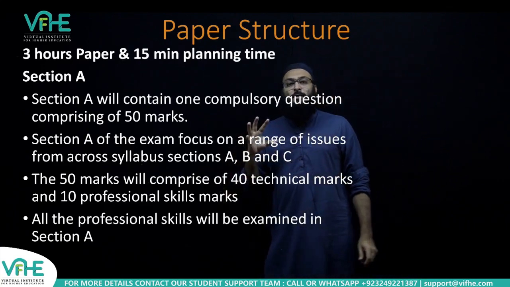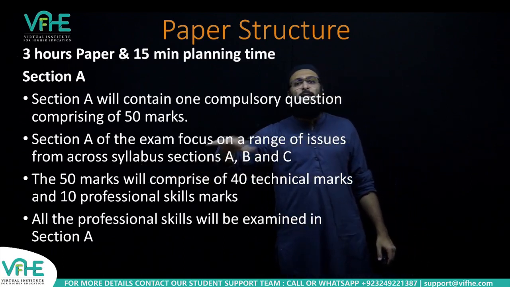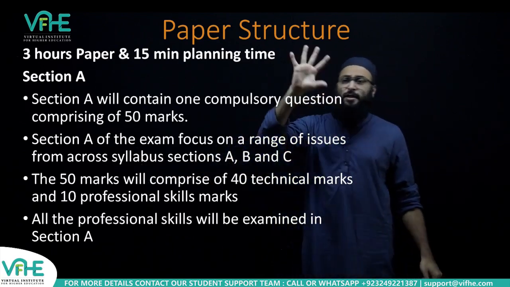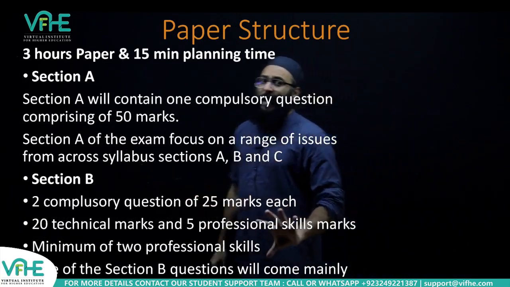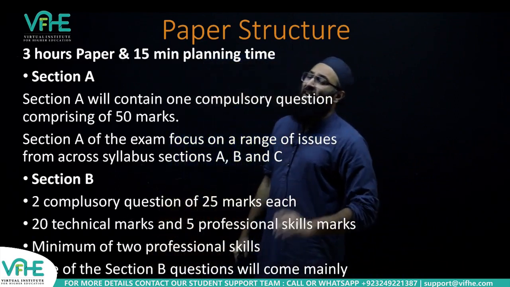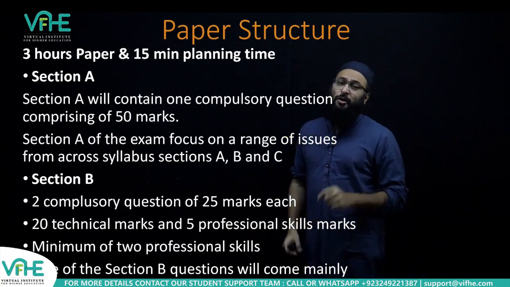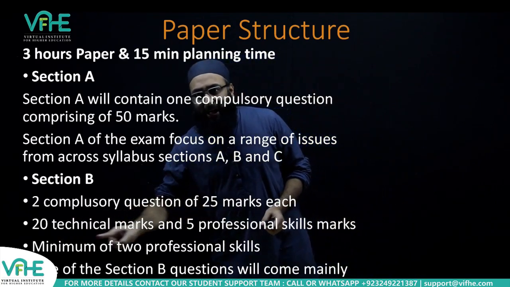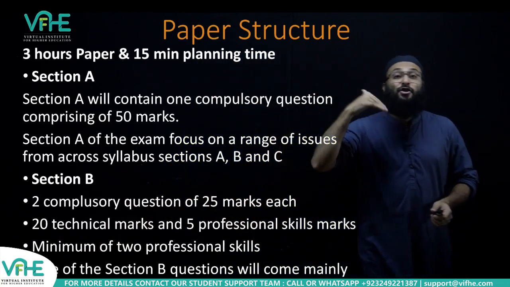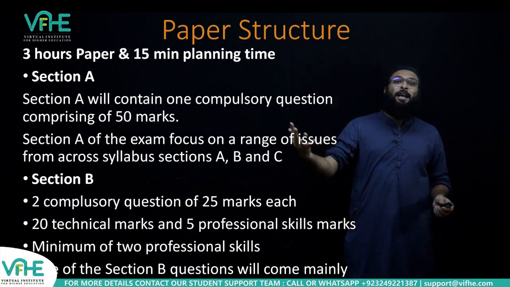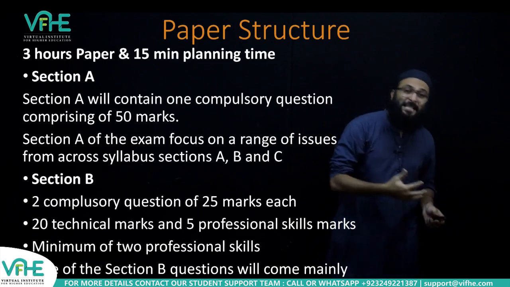This section A question will test all the professional skills that I'll show you later on. So this is section A of your paper. Then coming towards section B of your paper, this comprises 225 marks. In these 225 marks, each question will have 20 technical marks and 5 professional marks. Again, focus on 20 technical and get 5 free bonus, reward, incentive.